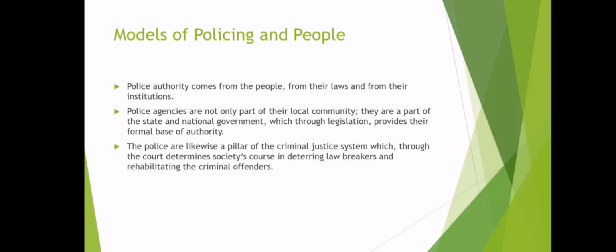Next, models of policing and people. Police authority comes from the people, from their laws, and from their institutions. Police agencies are not only part of their local community, they are part of the state and national government, which through legislation provides their formal base of authority. The police are likewise a pillar of the criminal justice system, which through the courts determines society's course in deterring lawbreakers and rehabilitating the criminals.